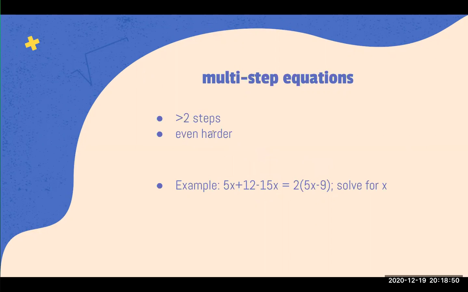Let me just clear the screen. Okay, that's 10x plus 12 equals. Next, what I notice is the distribution, 2 times 5x minus 9. We're gonna have to simplify this by itself. So this equals 2 times 5x, that's 10x.